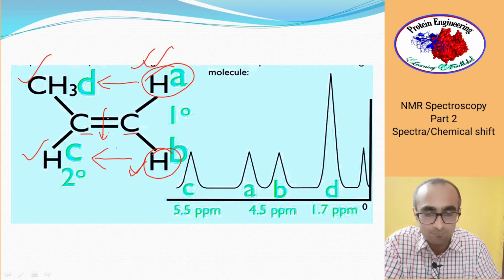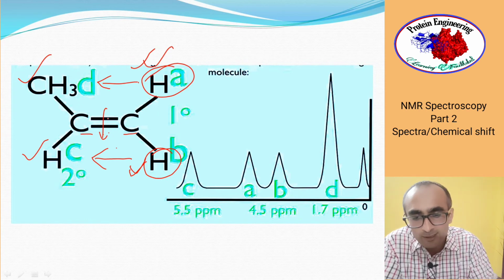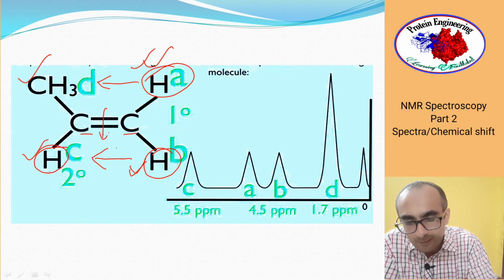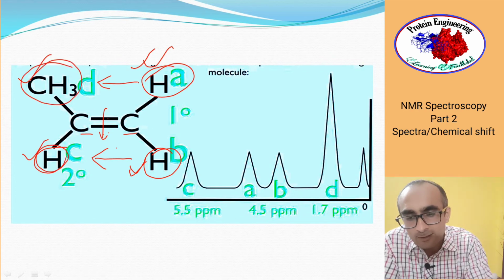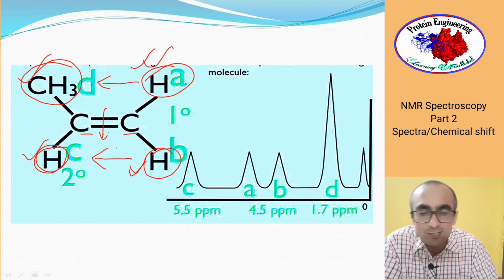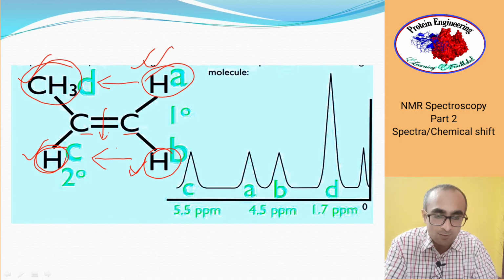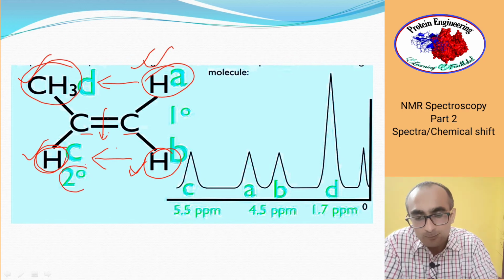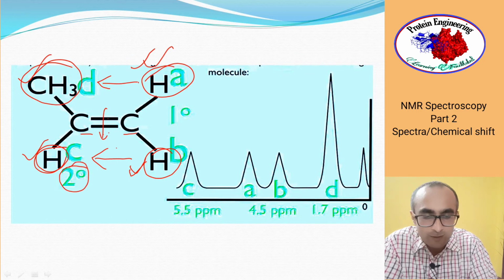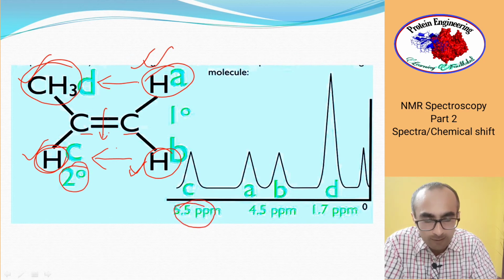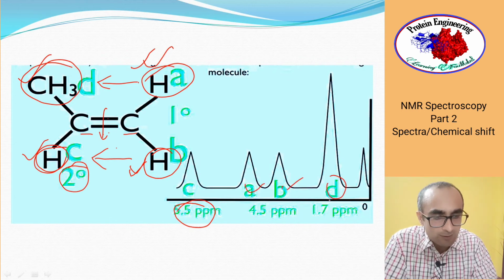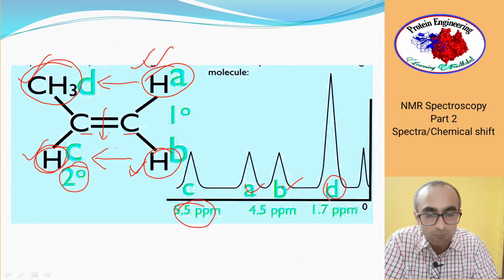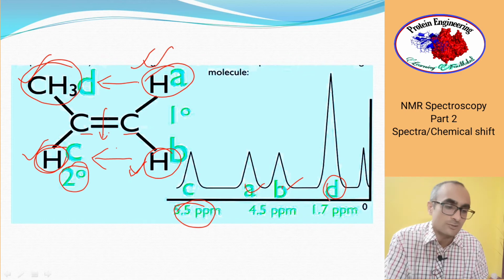But here A and B will be different, so you'll get two peaks from A and B, then a third peak from this proton, which is the secondary proton, and another peak from CH3 because this also has a unique environment. You get four peaks from here. So naturally the secondary hydrogen atom would be the most deshielded one at high ppm here, and then you have A and B types, and D type at most upfield because that's the most shielded one.